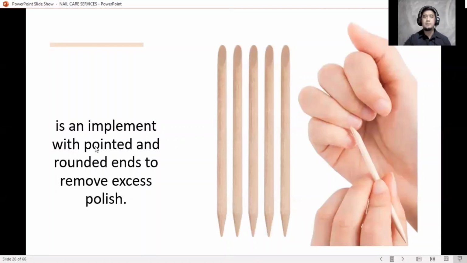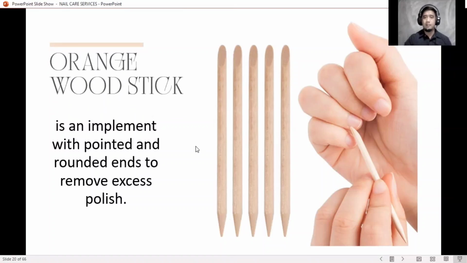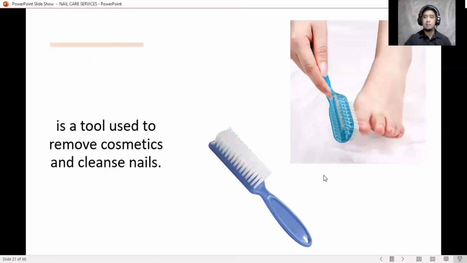Next, we have this stick. It is an implement with pointed and rounded ends. This one is the pointed. This one is the rounded. It is used to remove excess polish. Okay, to remove excess polish. We call it orange wood stick. Okay, orange wood stick.